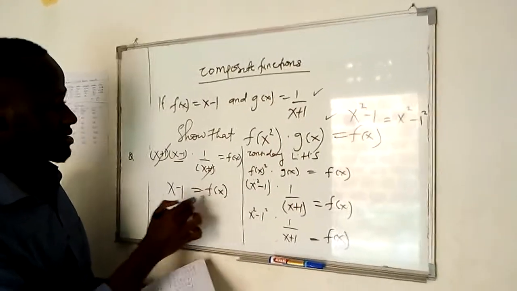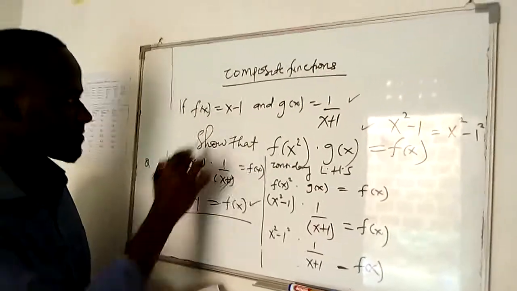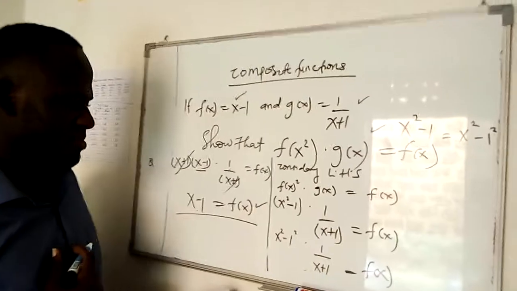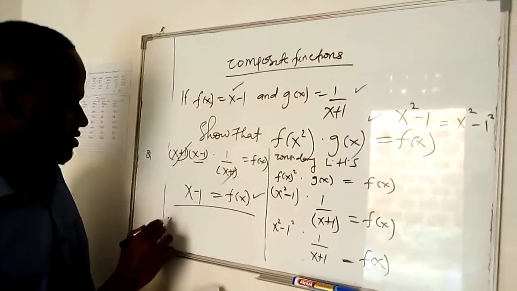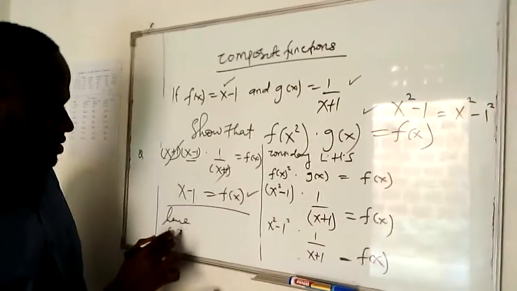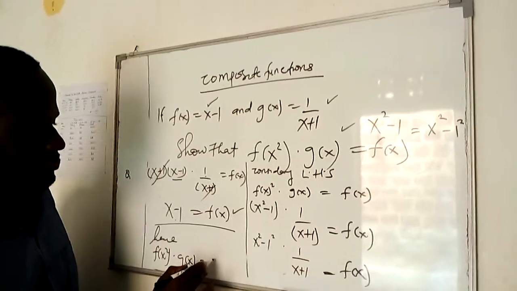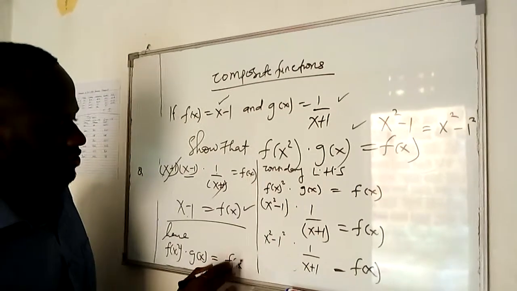f of x. Then you come back to your initial question and see if f of x is this. If it is that, then mark yourself from your heart. So you say hence f of x squared times g of x gives you f of x, because you've already proved it.